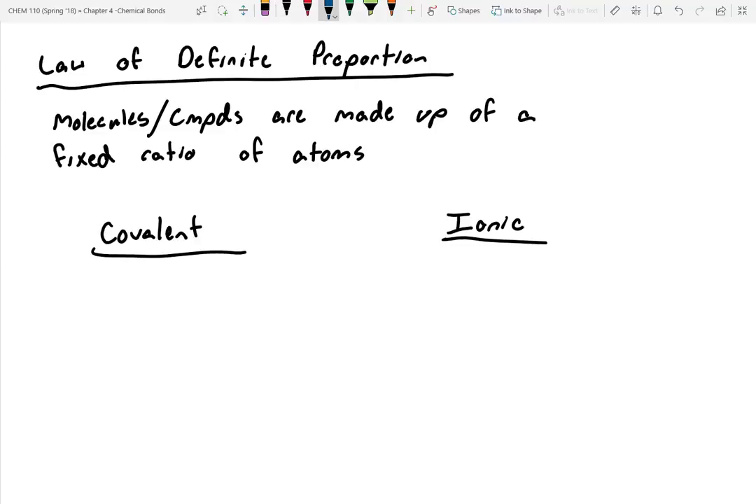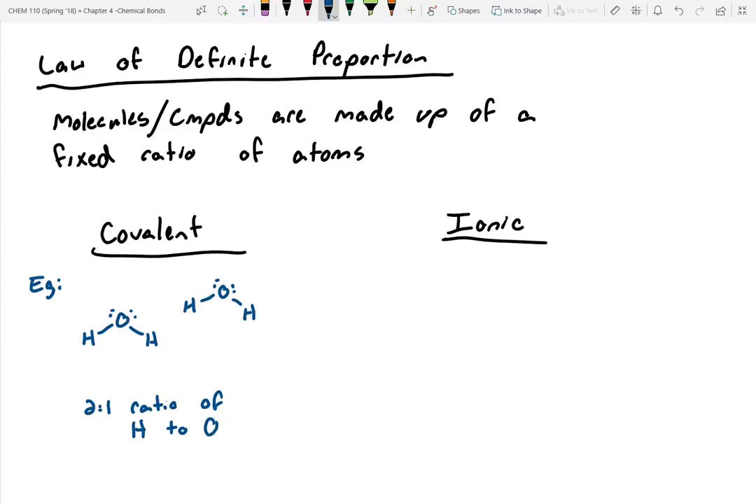So with covalent compounds, a simple example we could look at would be something like water. So let's say we've got a big glass of water. That means we have a bunch of these water molecules floating around, right? And in this case, there's a 2-to-1 ratio of hydrogen to oxygen. It doesn't matter how much water you have. It's always going to be a 2-to-1 ratio as long as it's only water, right?